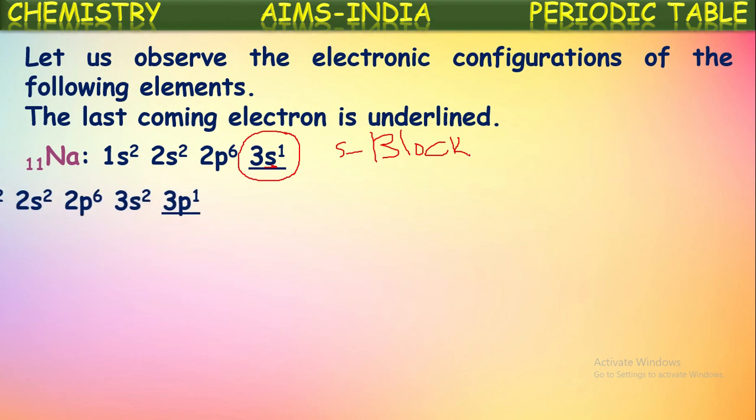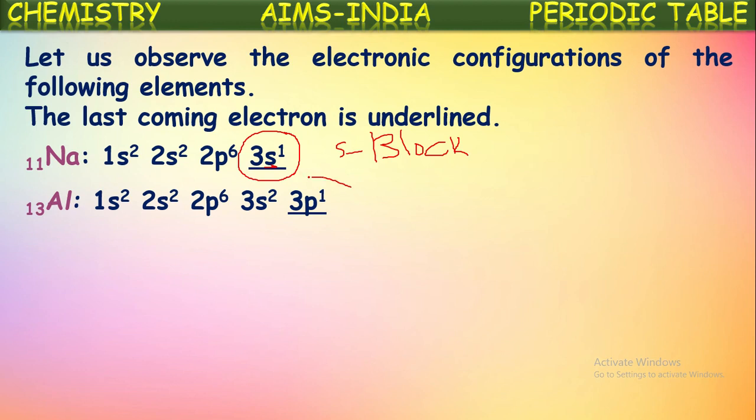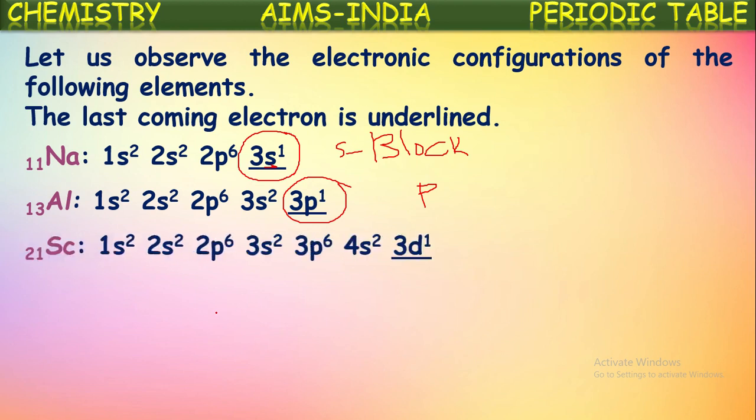If we see next, one more element, aluminium. Its atomic number is 13. If its configuration is written, it has its last electron in its p subshell. So it is a p block element. Next, we have written there scandium, whose atomic number is 21. If you write the configuration for 21, we get 1s2 2s2 2p6, 3s2 3p6, 4s2 3d1. So its differentiating electron is present in the d subshell, hence it is a d block element.